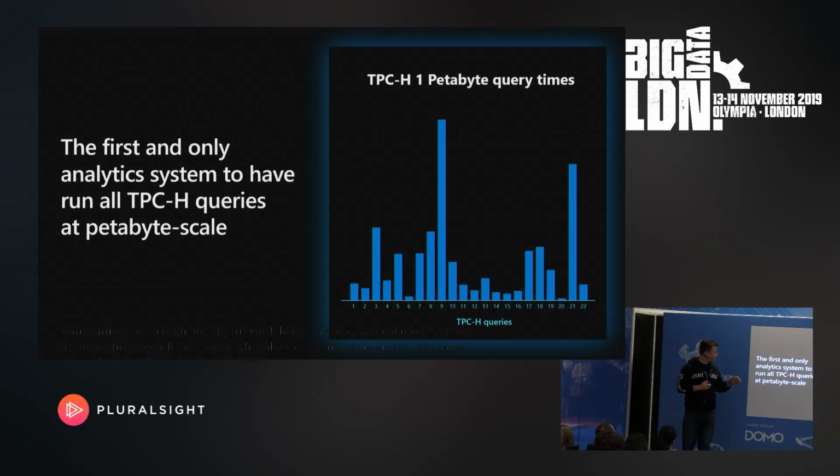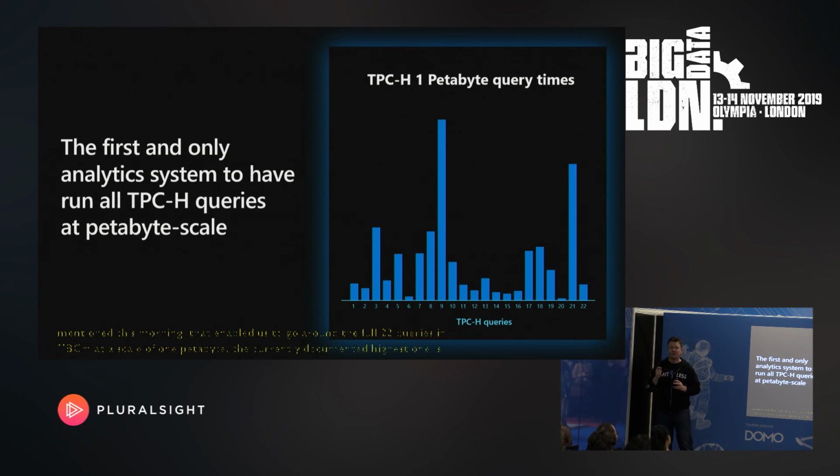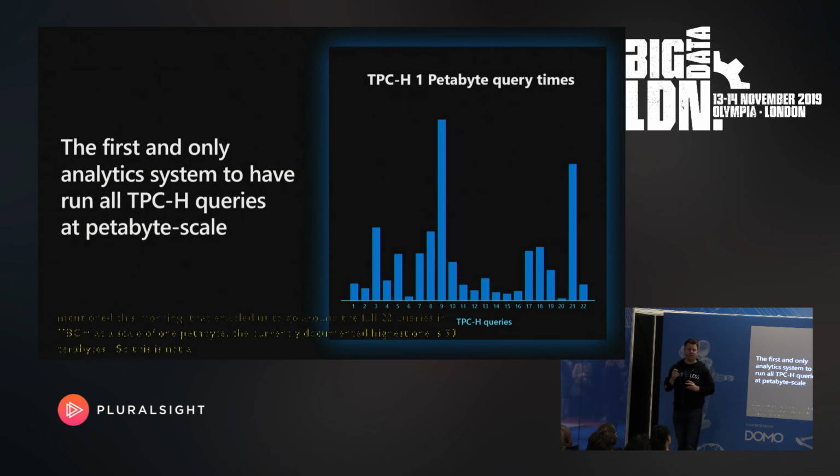So this is pretty much everything that I had except for this slide, and I want to re-emphasize this. This is the technology, as Rohan mentioned this morning, that enabled us to go and run the full 22 queries of TPCH at a scale of 1 petabyte. The currently documented highest one is 30 terabytes. So this is not a 10 or 20% incremental improvement. This is a sizable step up.